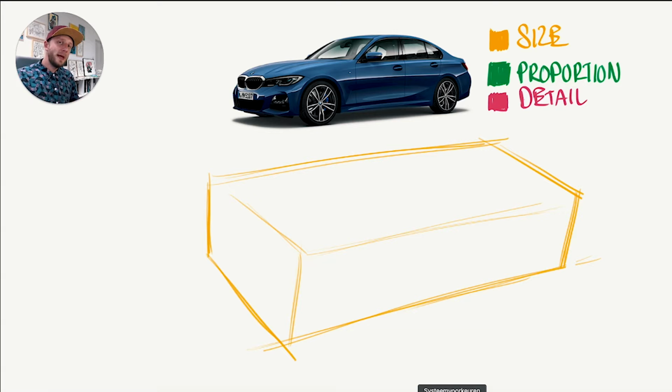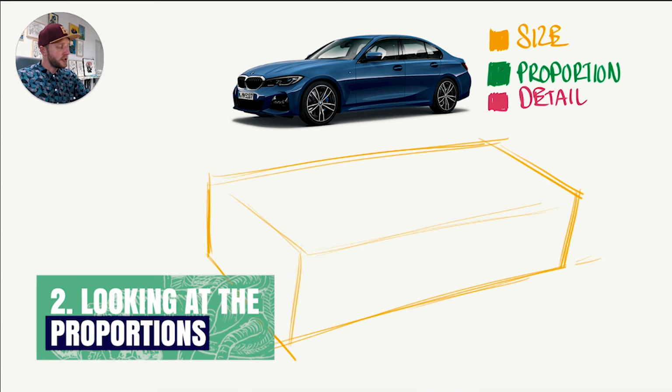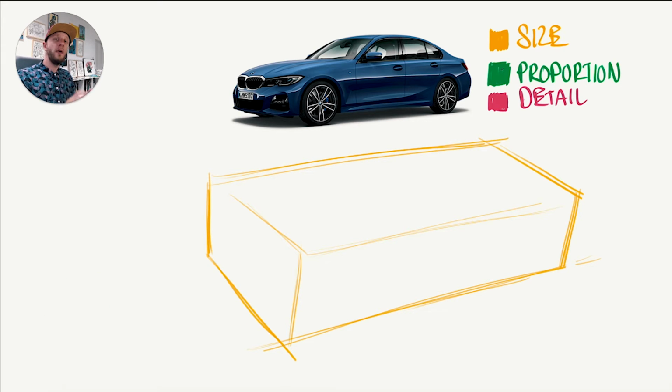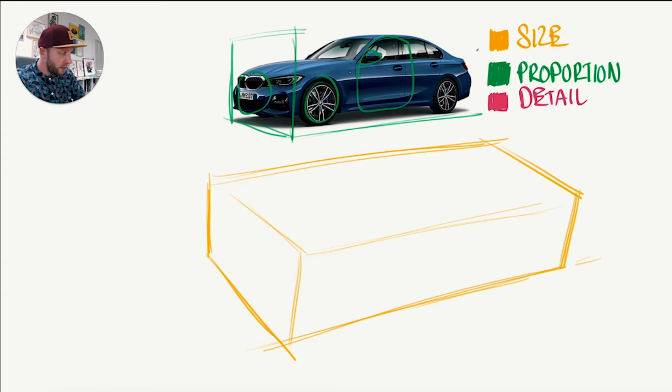Now the second step is looking at the proportions. And the proportions is just how are the landmarks of the car, and the landmarks are, for example, the grille, the wheels, the side mirrors, the doors. Where are they positioned within this box? So if we start with drawing a box around this car, and the most simple landmark is the middle of the car, so we just draw across to find the middle.